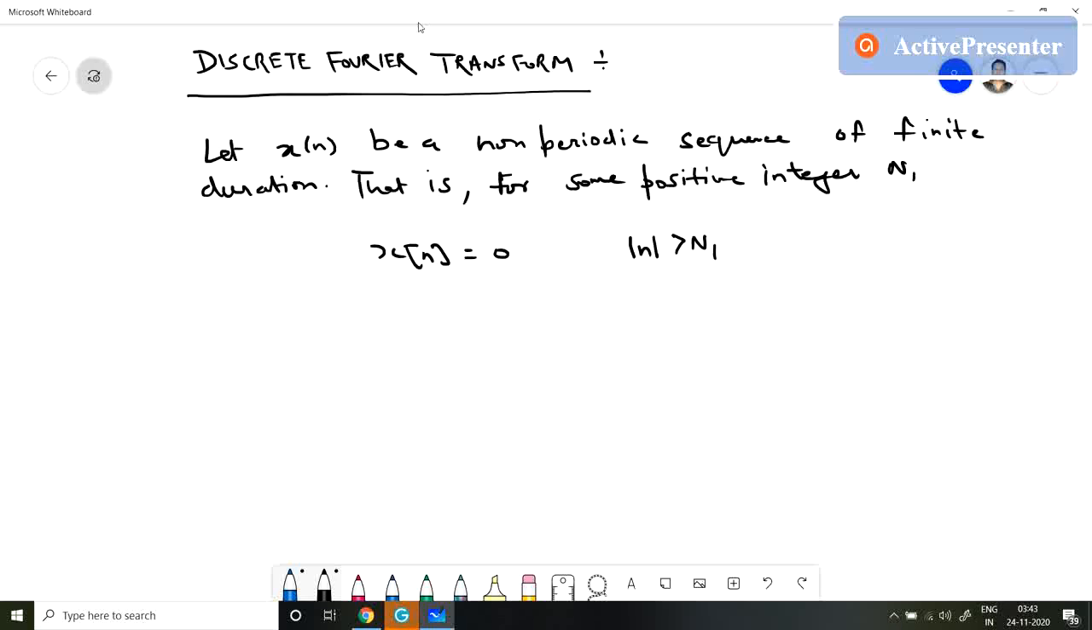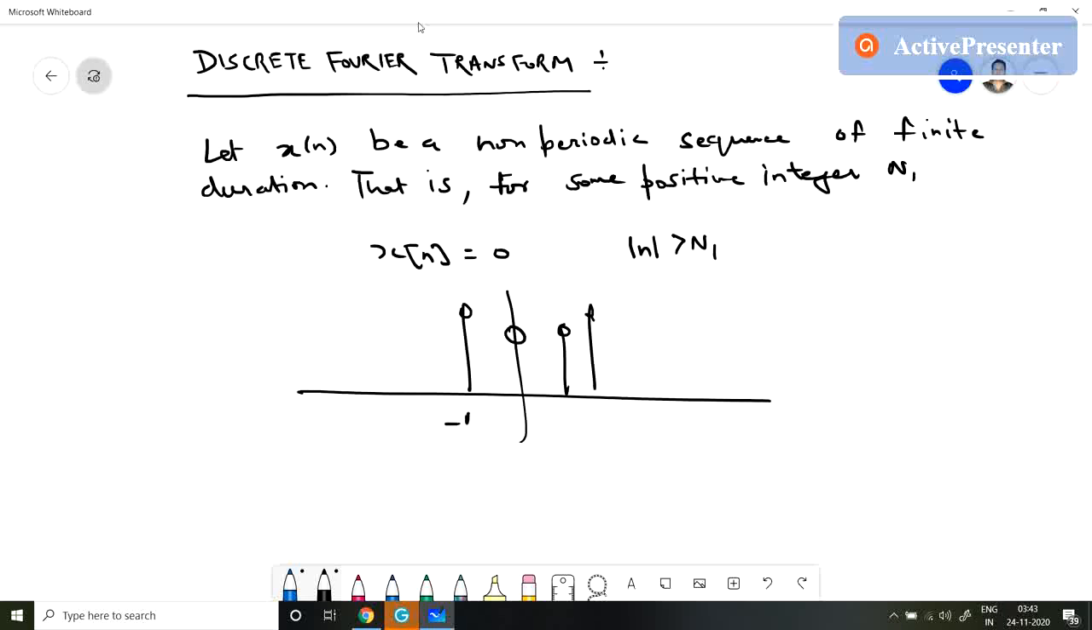Such a sequence is non-periodic, but it is limited to some value. Like if we have this type of sequence, from minus n1 to plus n1, this is xn. So basically this is non-periodic, but it is limited from minus n1 to plus n1.